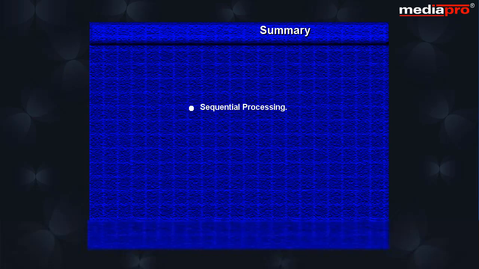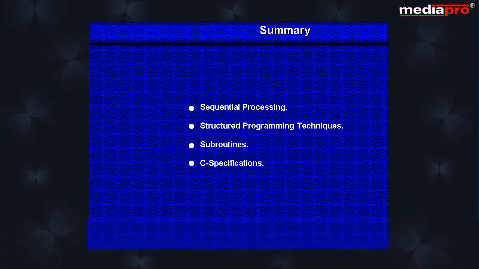Summary. In this chapter, we have looked at the various operations available for implementing sequential processing. Also, we looked at the operations to implement structured programming techniques. We also saw how modular top-down programming could be implemented through the use of subroutines. We have studied the C specifications in detail.